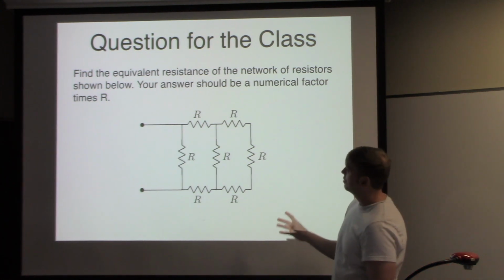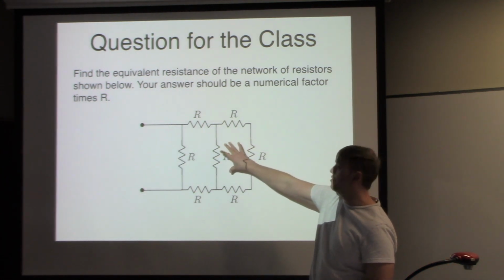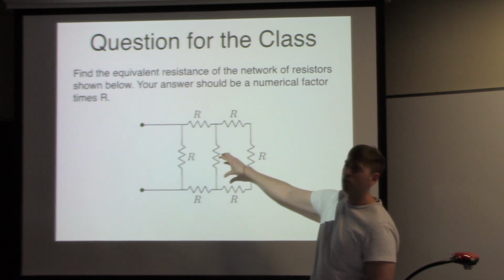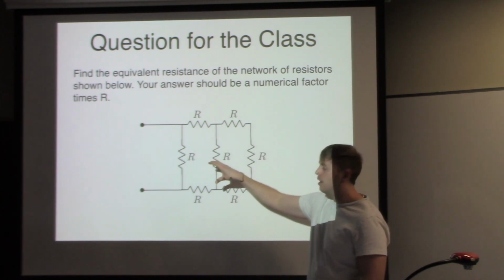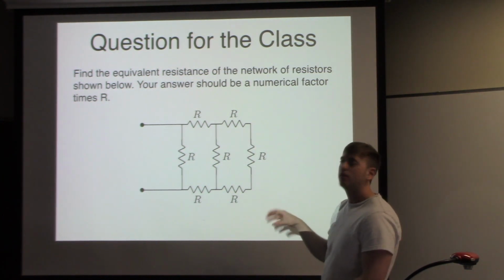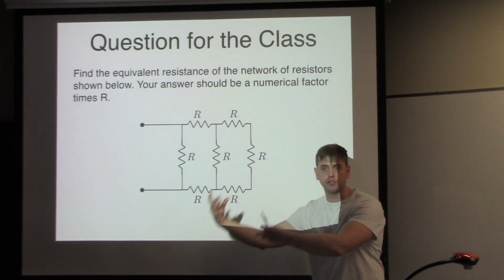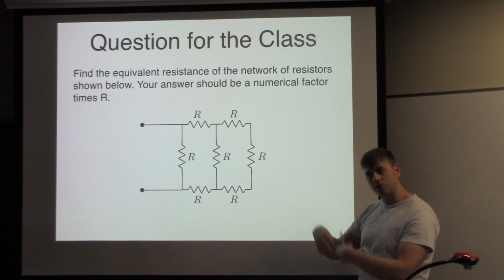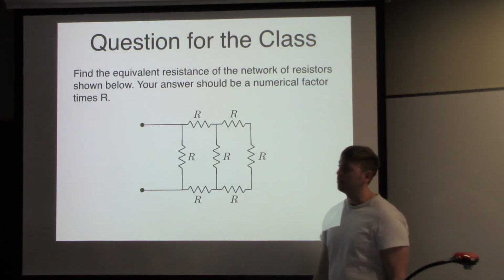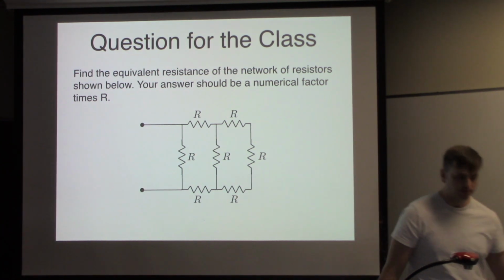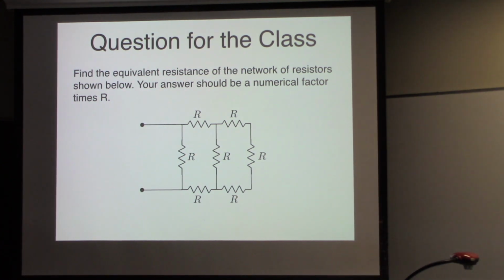So here's the process. I'm going to start by copying this picture down, and then we're going to simplify things. We're going to find where we can combine resistors, then redraw the circuit. Combine some more stuff, redraw the circuit again, combine some more stuff, redraw the circuit again, until we just have one resistor left. That's the equivalent resistance.